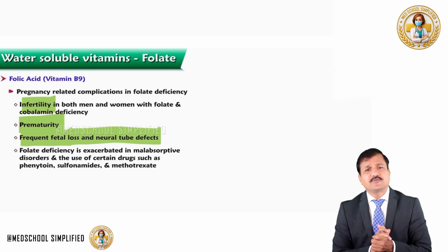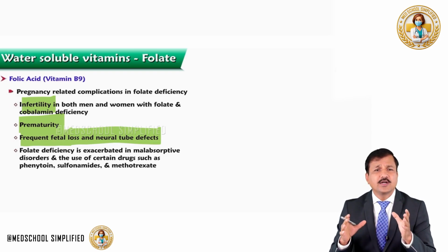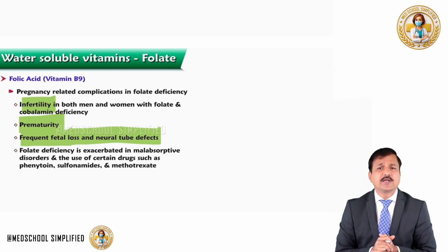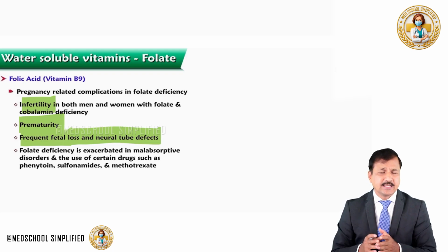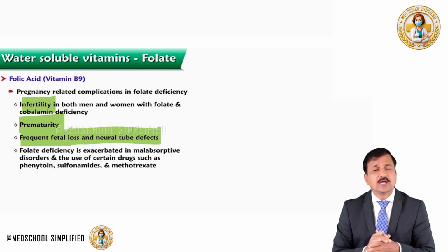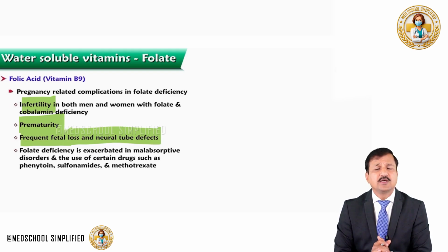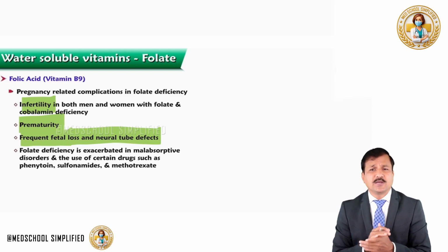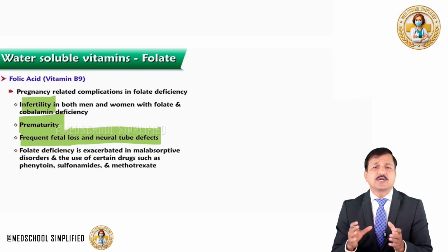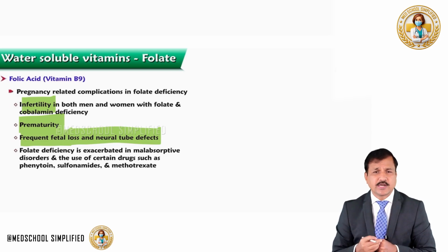Up to 50% of cases of neural tube defects are due to folate deficiency during pregnancy, and 400 to 800 micrograms of folate is recommended for those who are planning a pregnancy. That means prenatal folate levels need to be normalized, and also in the very first trimester of pregnancy, folate supplementation has to be given so that we avoid neural tube defects. Conditions that may exacerbate folate deficiency include malabsorptive disorders and use of certain drugs like phenytoin, sulfonamides, methotrexate, which will decrease folate levels in the blood.